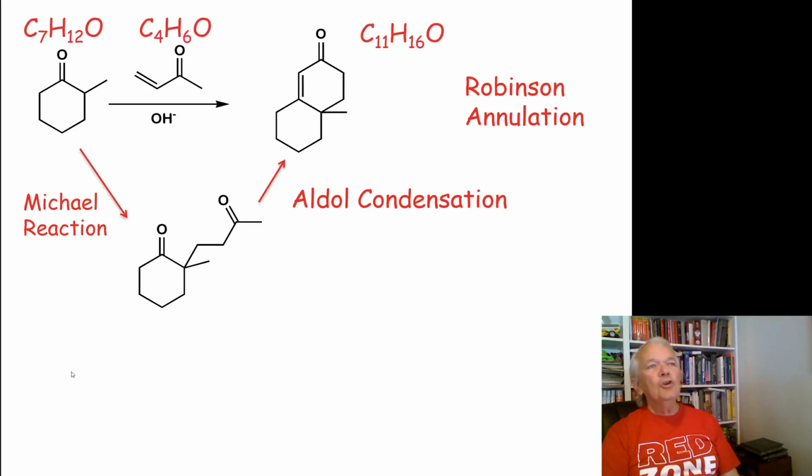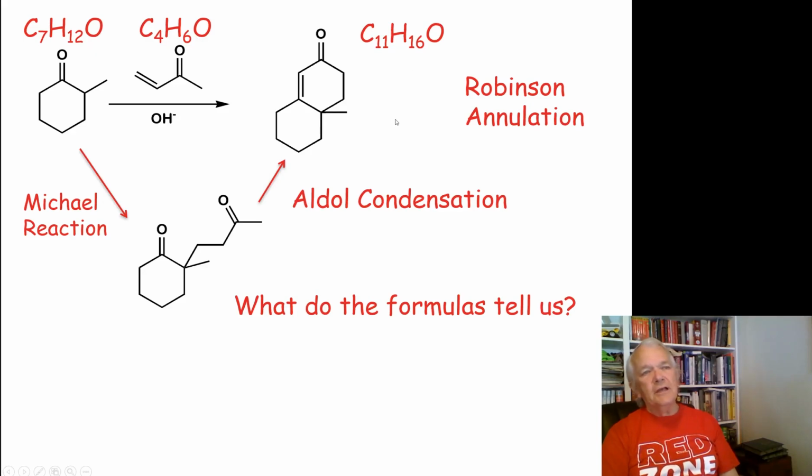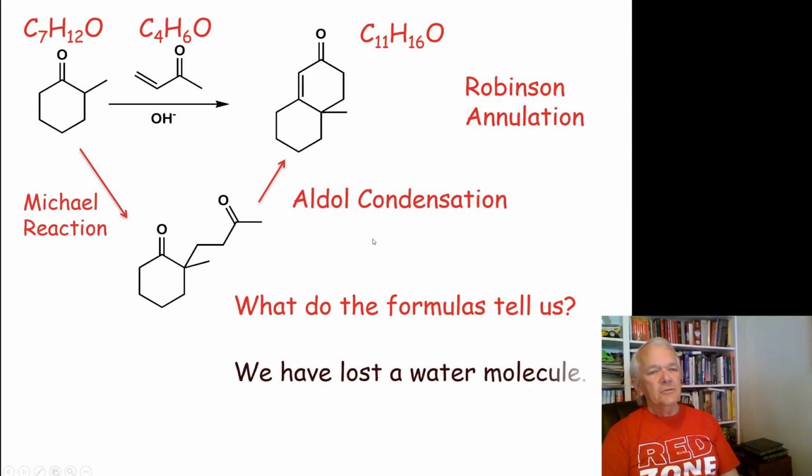All right. Now, if you look at the formulas of these things, C7H12O and C4H6O, add them together, and of course, you're missing a mole of water, because you should have 18 hydrogens, you only have 16. You should have 2 oxygens, you only have 1. So you've lost a mole of water out of this. So this is a condensation, and the Aldol condensation tells you. The Michael addition, you don't lose any atoms, but Aldol condensation, you do. So we've lost a water molecule.